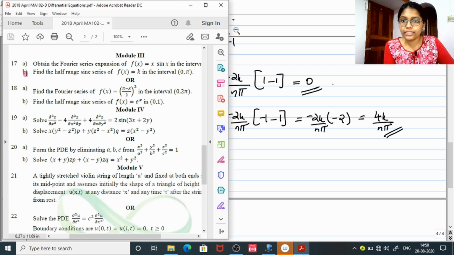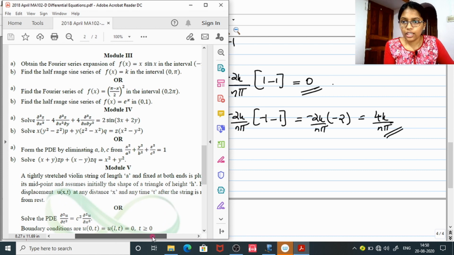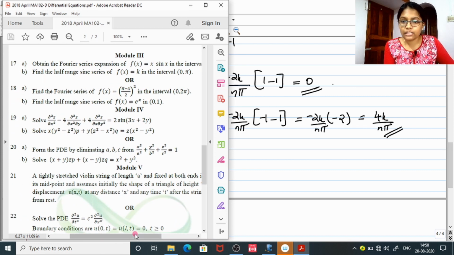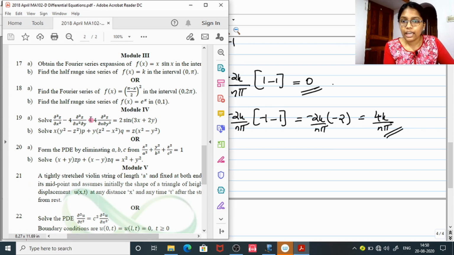I think we did 17b and 18a also. I should do it now. Okay, let us do the 17a part later. I mean the interval is negative pi to pi. So I have something to set for you. Okay, so let us do that first question later, and let us move on to 18b now.